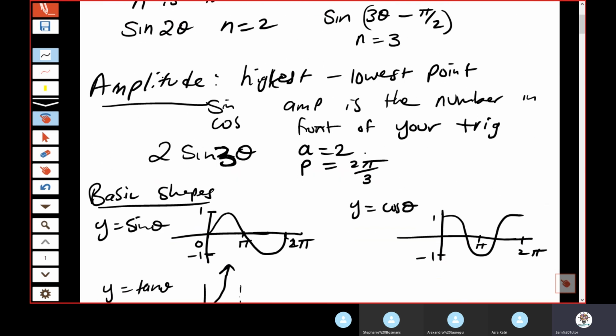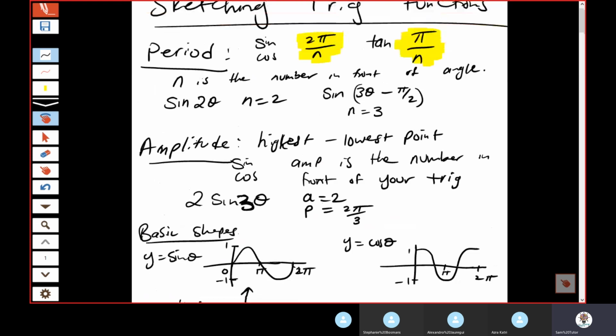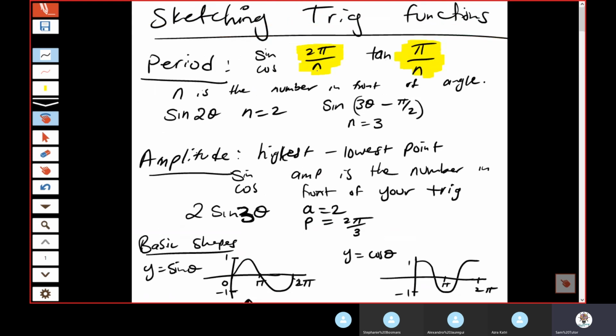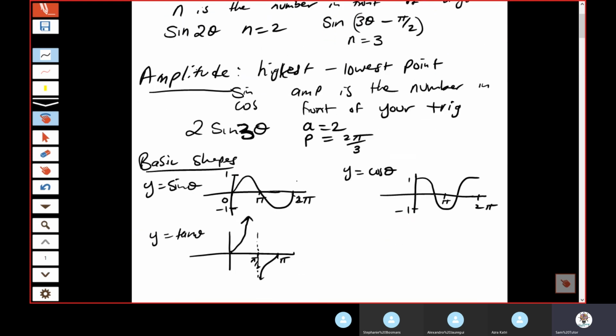Okay, so let me just show you how this works in terms of this graph. Look, for sine and cos, we said it's 2 pi on n, right? So what's 2 pi on 1? Well, 2 pi on 1 is 2 pi. So period tells you that you should see one sine every 2 pi. L, do you get that? Yeah. One more time. If I've got a period of 2 pi, you see one sine every 2 pi.